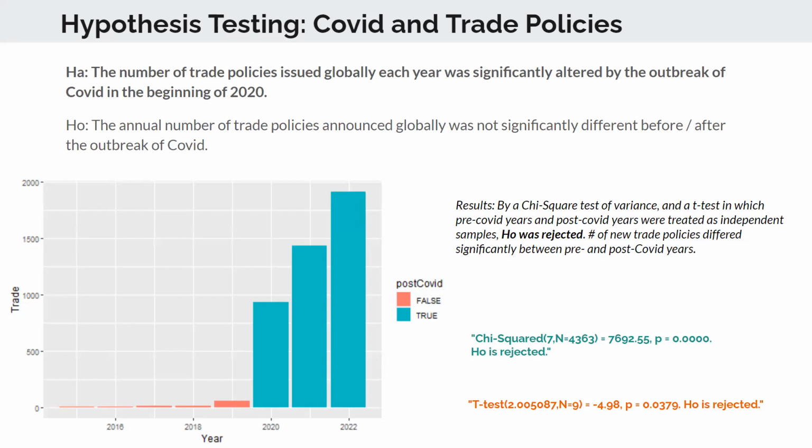And we then ran a t-test using the sample population of two populations, one being the years before COVID and the other being the years after the onset of COVID. And there we found another significant difference in the number of trade policies, with p less than 0.05. And so we found that COVID did significantly alter the number of trade policies.